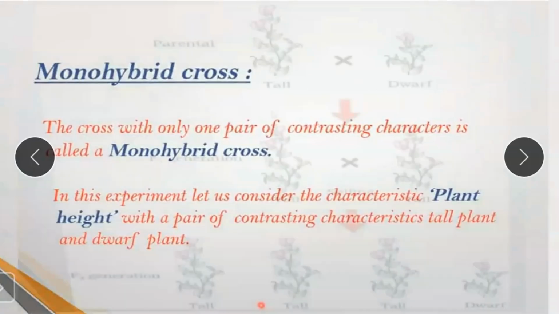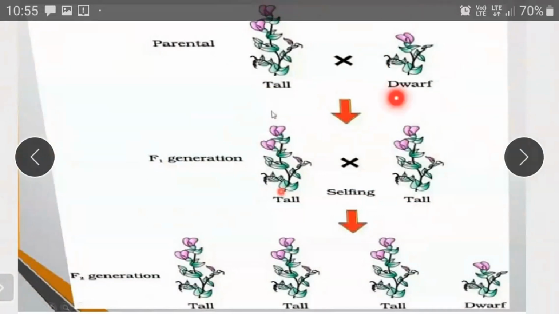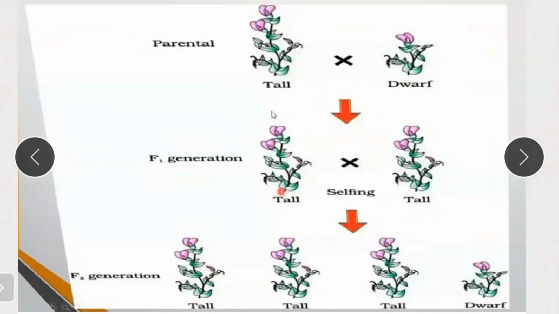Moving further, see this. In the parental generation, P1 consisted of what? Tall and dwarf plants. And these plants were crossed with each other. After crossing these plants, the F1 generation is obtained. What is F here? F is for filial. All the F1 offspring were what?